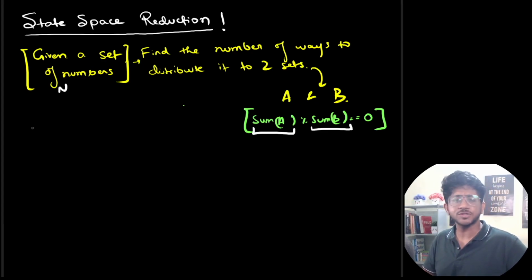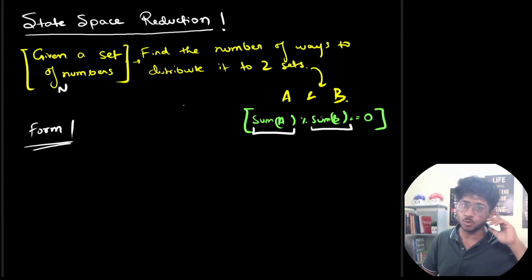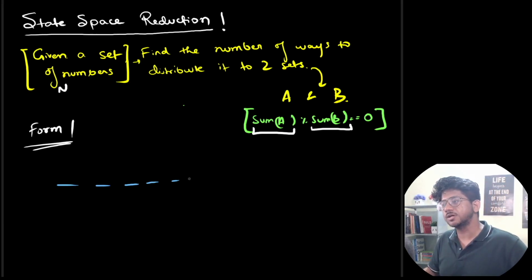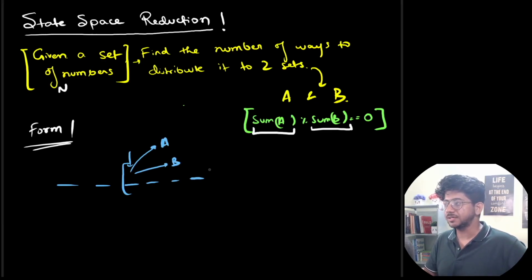So we're going to solve it with which form? This is going to be a form one problem. Why? Because you have n numbers, and for each one of them you have two choices: go to A or go to B. So for the current element, we have to decide if it goes to A or B, and at the end when you go to the final index, we need to check whether the sum of A is divisible by the sum of B or not. So we can keep track of the current sum of A and sum of B while we are iterating.